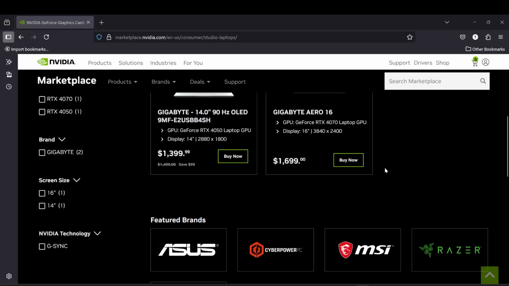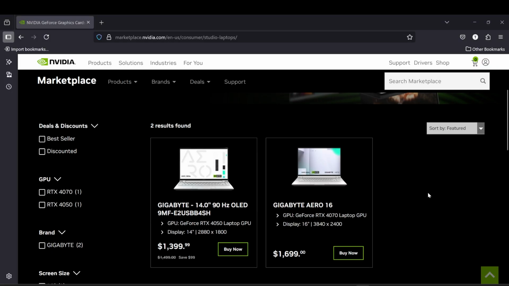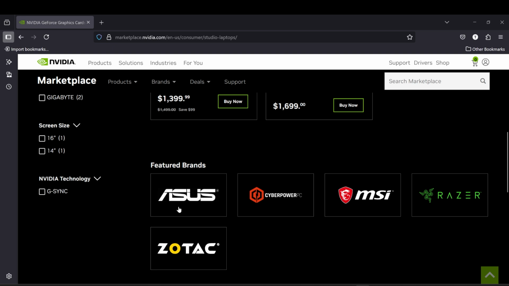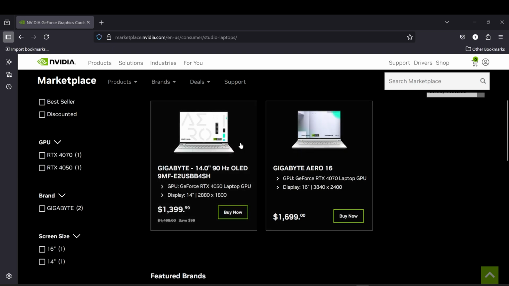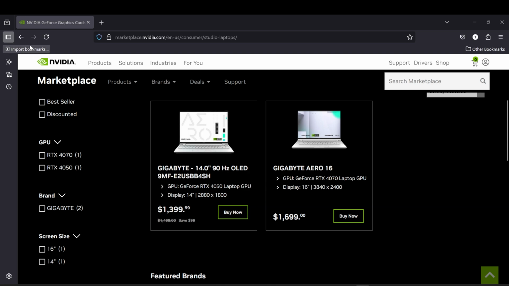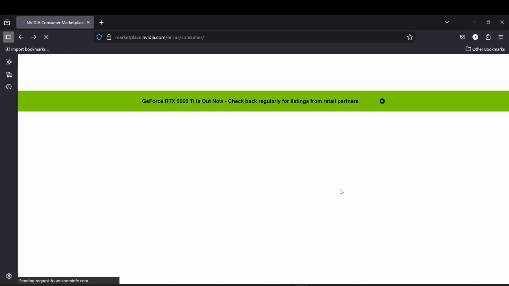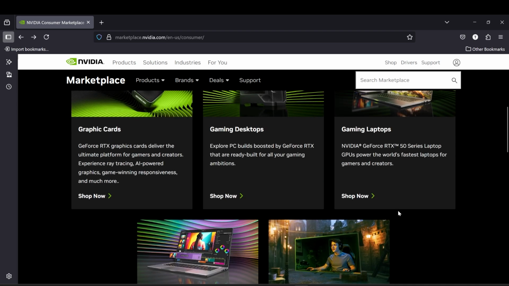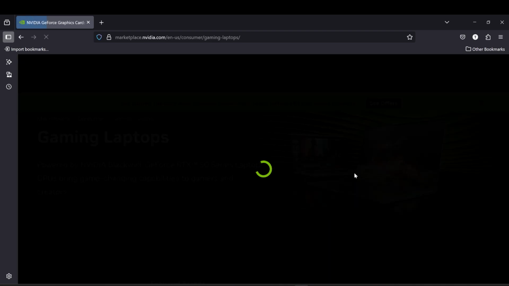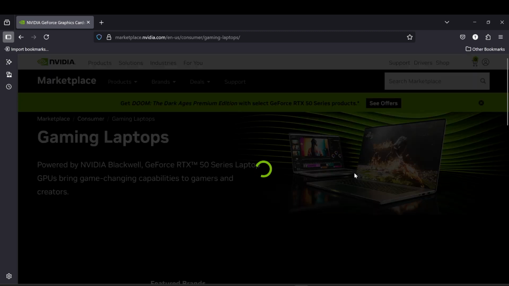So let's jump into different series. For example, here you have the 40 series, and some of the laptops being recommended by NVIDIA using NVIDIA GeForce graphic cards from different brands. This is under the studio laptops, which are not very high performance compared to the gaming laptops that they are suggesting and recommending to you.